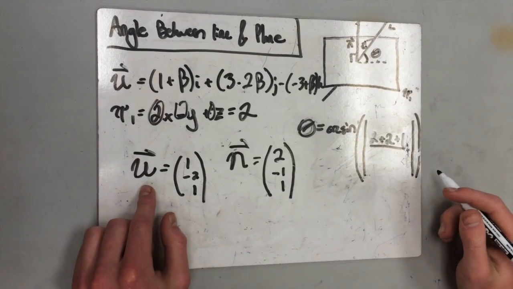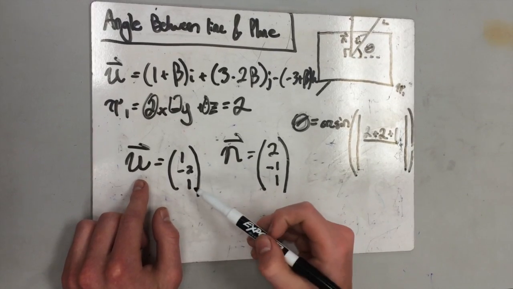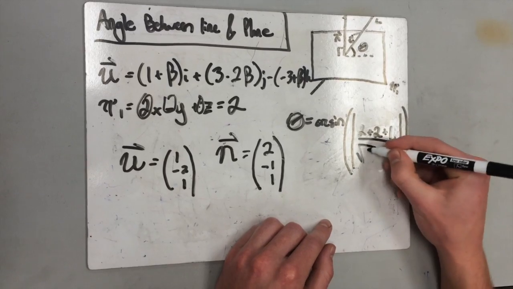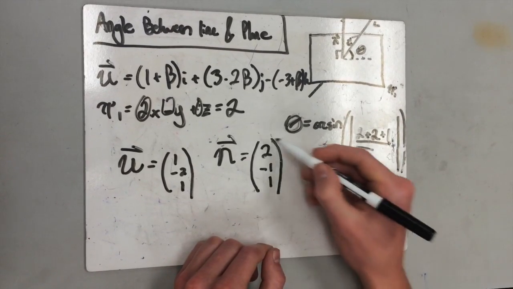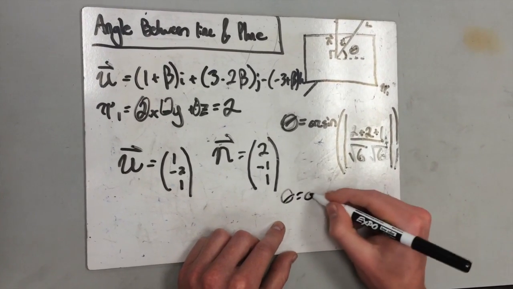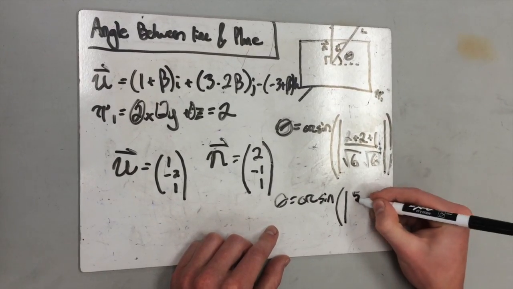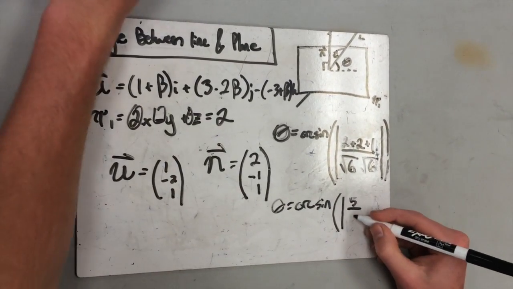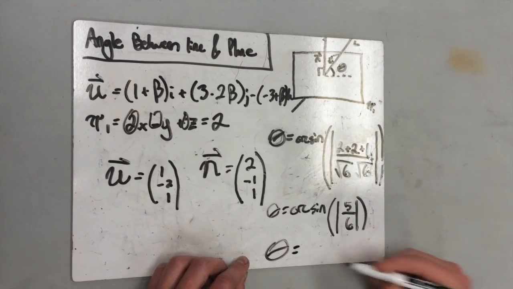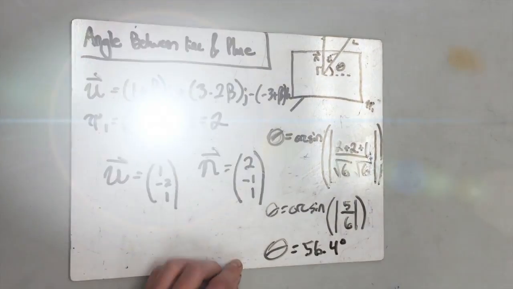now we're going to take the magnitude of vector u, which is the first term squared, plus the second term squared, plus the third term squared, all under the square root. So we're going to get the square root of 6, and then we're actually going to get the same thing for this normal vector magnitude, square root of 6. So theta is going to equal the arc sine of the absolute value of 5 over 6. So theta, you plug this into your calculator, is going to equal 56.4 degrees, and that's found in degrees, not radians.